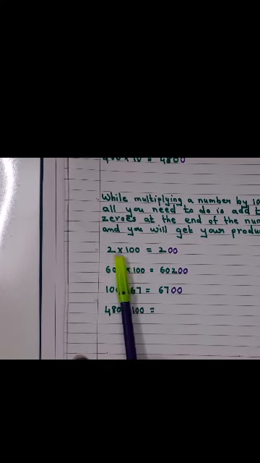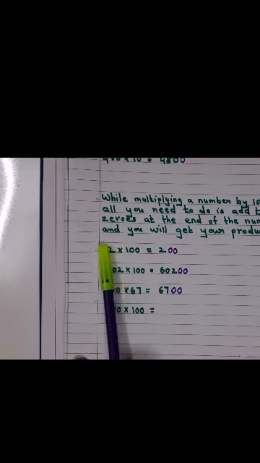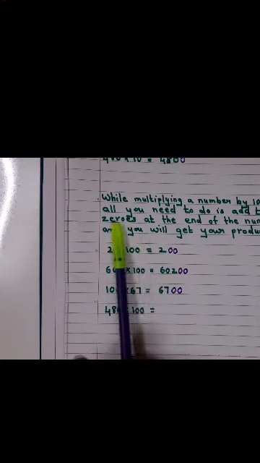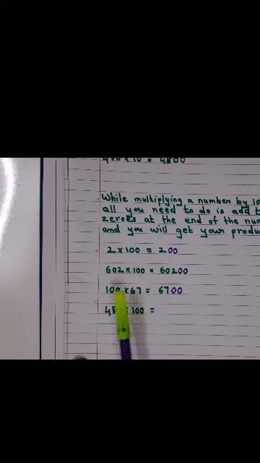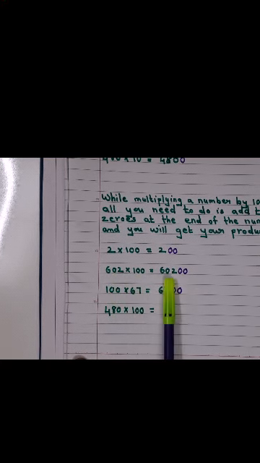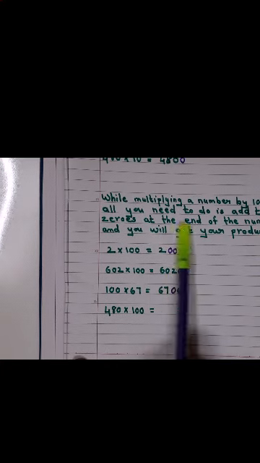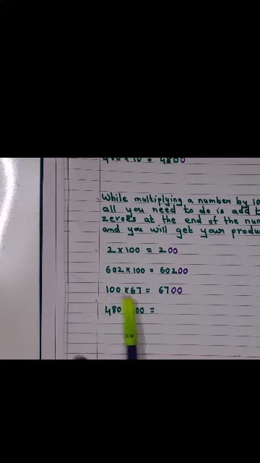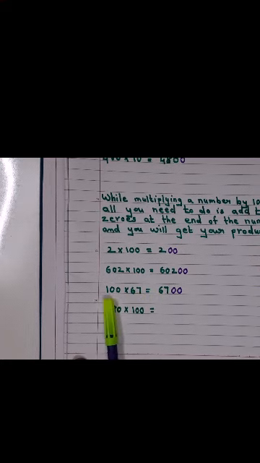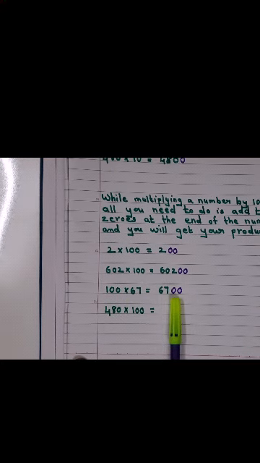Now children, see here 2 into 100. Now which is my number? 2. So what they have told us, just add 2 zeros. So we have added 2 zeros. Now 602 into 100. So which is my number? 602. All I have to do is just add 2 zeros. Right? 100 into 67. What's my number? 67. I am multiplying by 100. So I have to add 2 zeros.